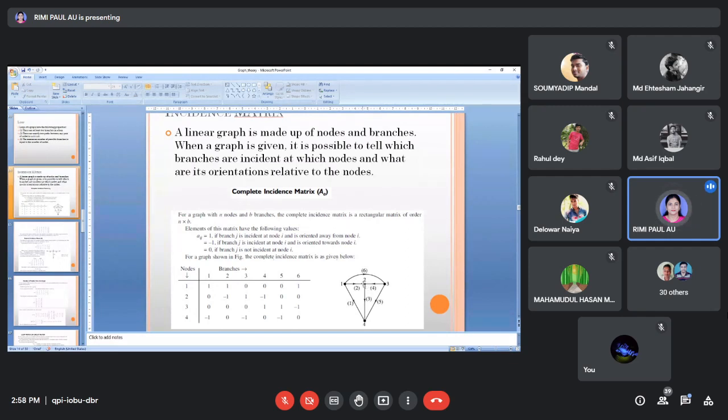Next node is 2. With node 2, we can see here branch 2, branch 4, and branch 3 are connected. So first we'll write 1 for these. Now with node 2, the current is towards this node, and this one is also towards this node. So for branch 2 and branch 4, it is -1, -1. But from node 2, the current is away for branch 3, so it is a plus.